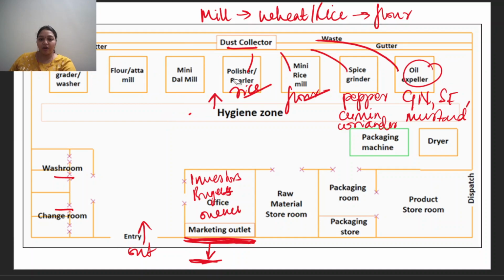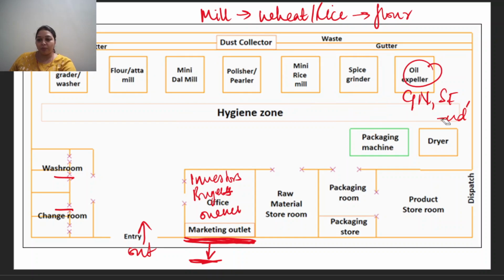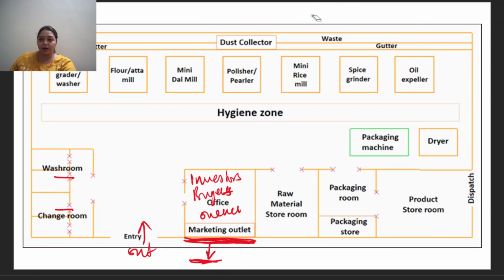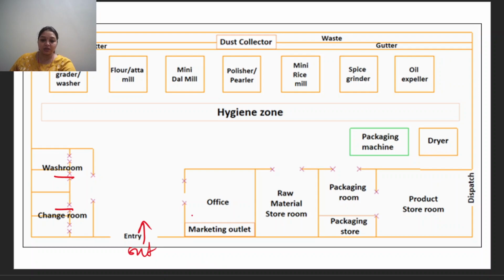In the back side, after the hygiene zone, there is a production zone where all different types of products are produced. Whatever products are produced here will be sold in the market outlet, which you can see here, this one, right? I am not saying this is the only place where these products are sold. They will send these products to the retailer also, right? The retailer will also get these products, but here they also sell in the factory itself.